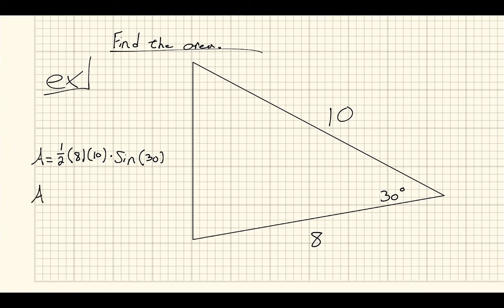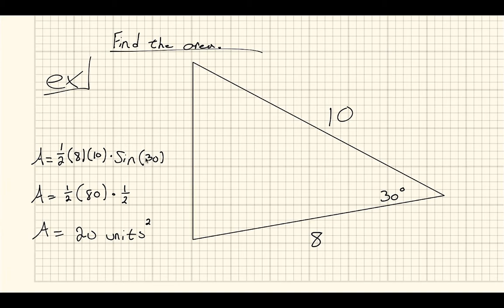This is 1/2 of 80 times 1/2. Half of 80 is 40, and then another half of that is going to give me 20 units. I don't think it gave us units, but that's right. 20 units squared. Okay, 20 units squared for that one.